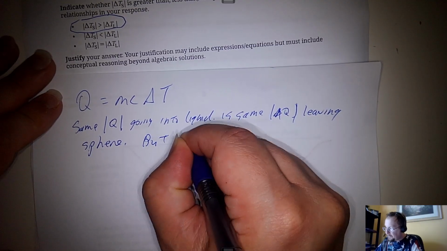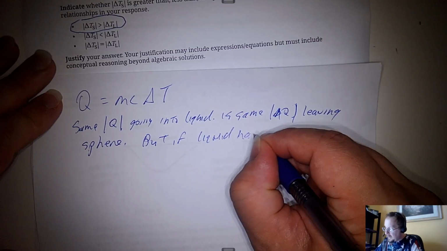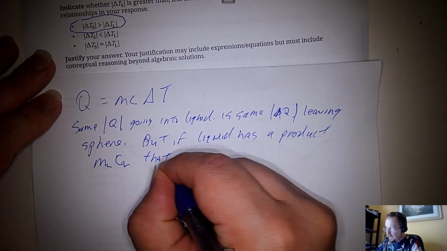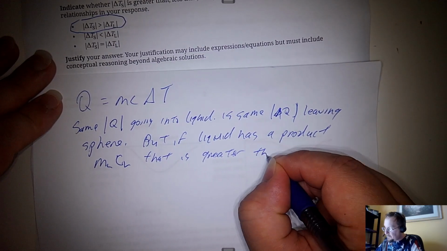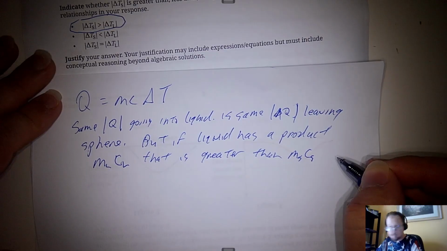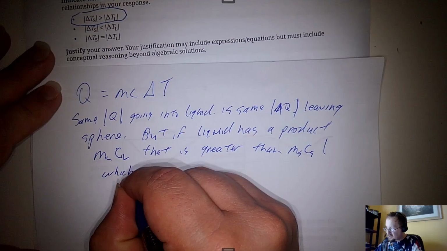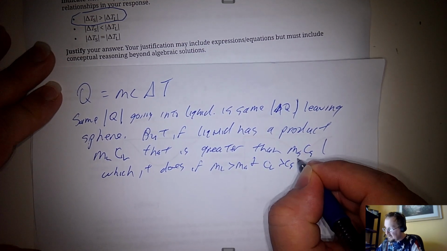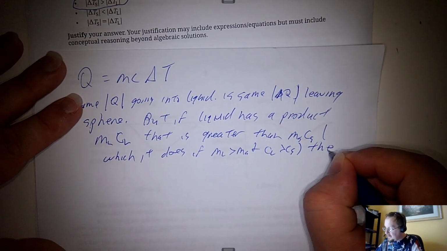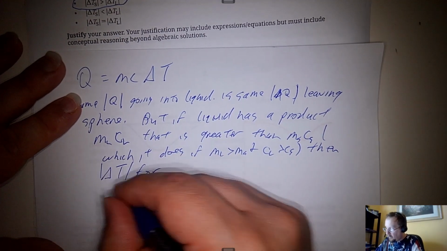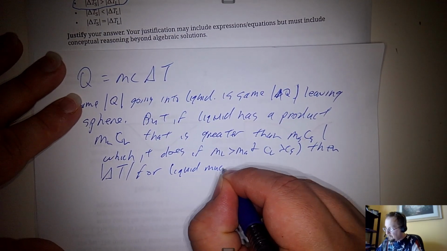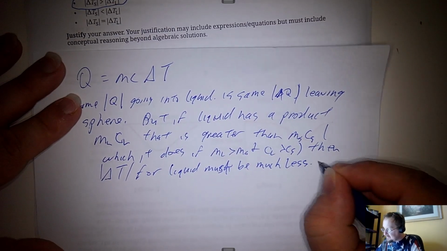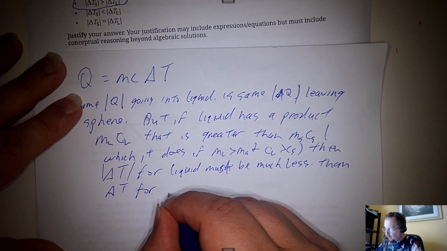But if the liquid has a product MlCl that is greater than MsCs, which it does if Ml is greater than Ms and Cl is greater than Cs, right, then the delta T for the liquid must be much less than the delta T for the sphere.